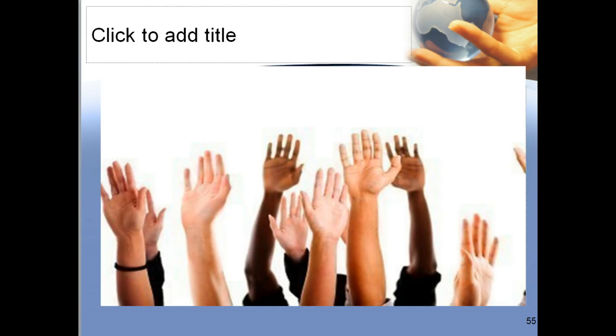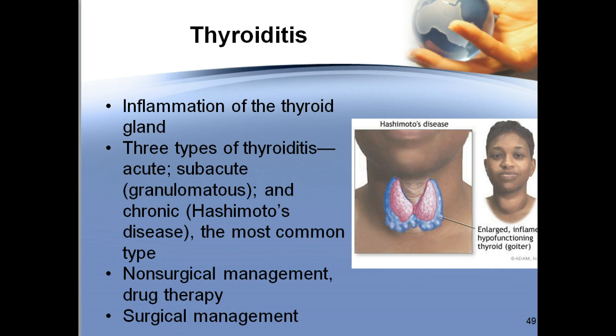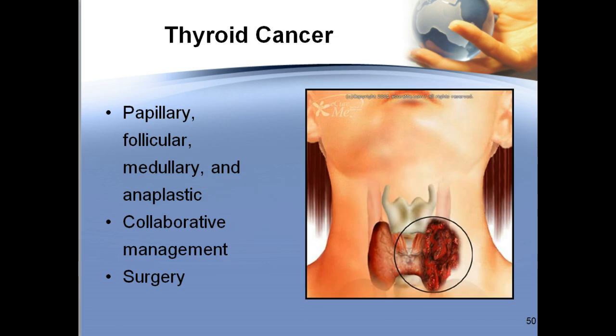Okay, then we'll talk about thyroid cancer. Thyroid cancer, you have four different types: papillary, follicular, medullary, and anaplastic. Usually, the initial manifestation of thyroid cancer is a single painless lump or nodule in the thyroid gland.